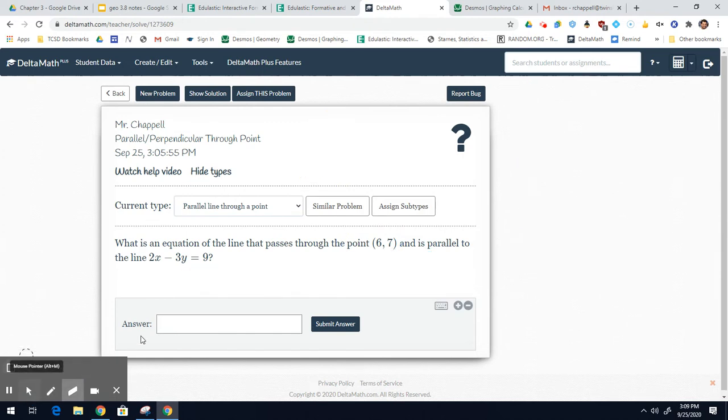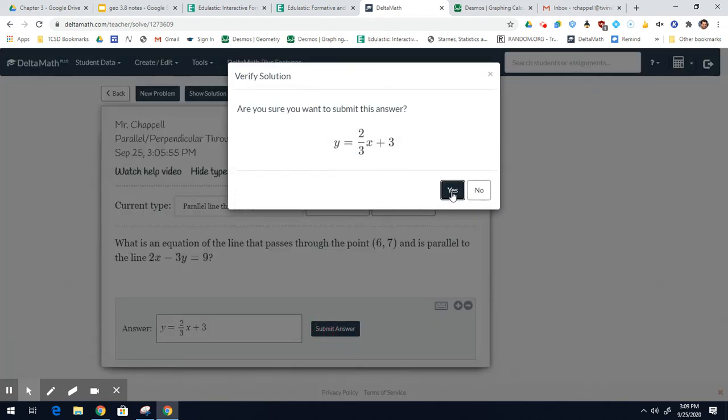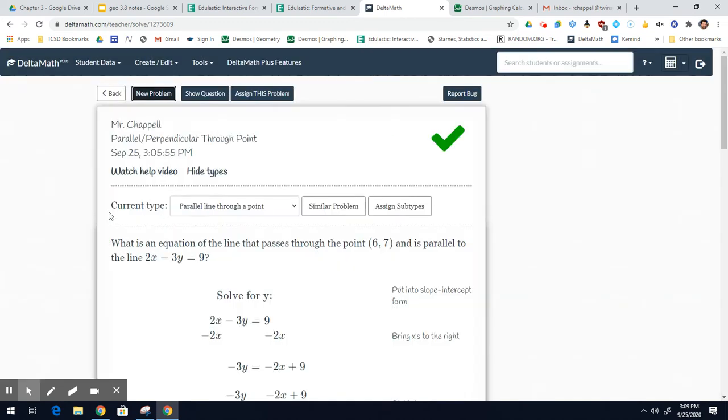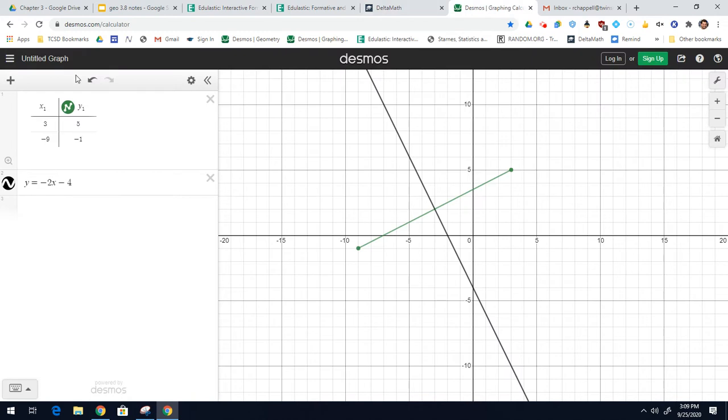We're going to go ahead and type that in here. Y equals 2/3 x plus 3. Submit that. Oh, yeah. Good. And now a couple things I can do. Watch in graphing calculator just to check to see if I'm right. I can graph a lot of stuff.